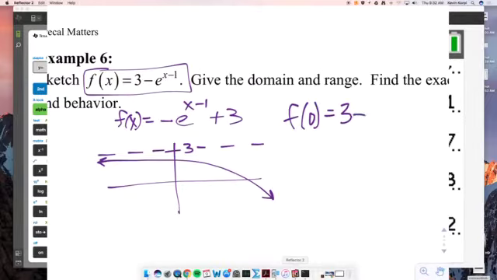It's 3 minus e to the negative first. That's the same as 3 minus 1 over e. 1 over e is about a third, right? What's 3 minus a third, positive or negative?